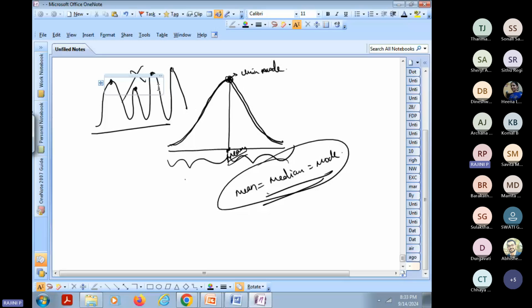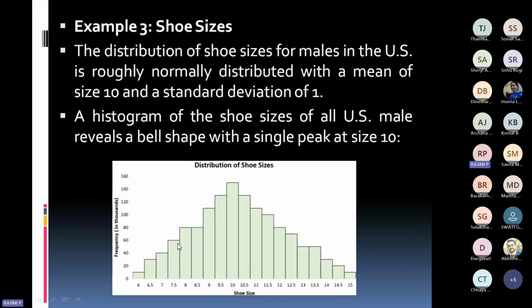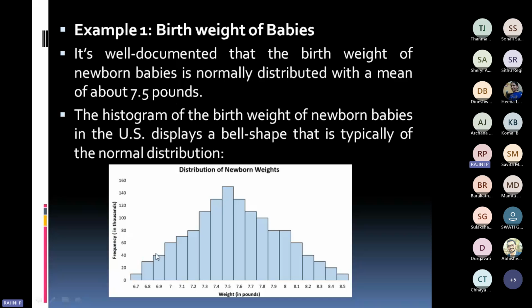So here, I'm having only one peak. Clear? So only one peak, and it is a bell-shaped curve also. How much area I'm having at the left side, the same area I'm having at the right side. Therefore, the birth weight data of newborn babies follows a normal distribution.